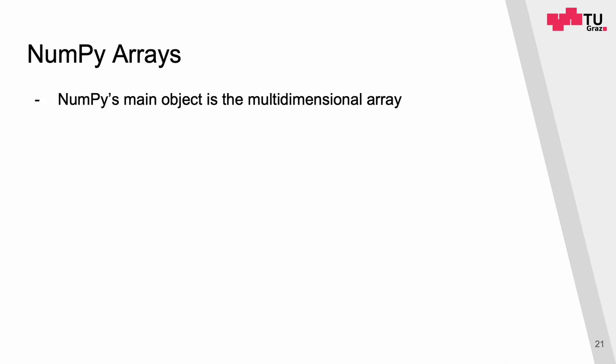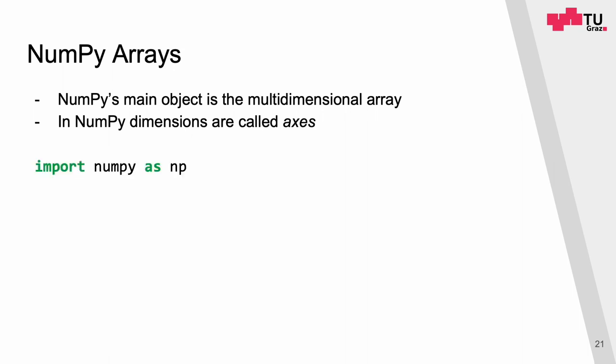So as already said, NumPy's main object is the multidimensional array. And in NumPy, dimensions are also called axes. So we can import the NumPy package using the import statement. And since we are computer scientists, we are lazy and we don't want to type NumPy each time we want to access some functionality inside this module. And therefore, we type import numpy as np. And this way, we just need to type np every time we want to access functionality inside this package.